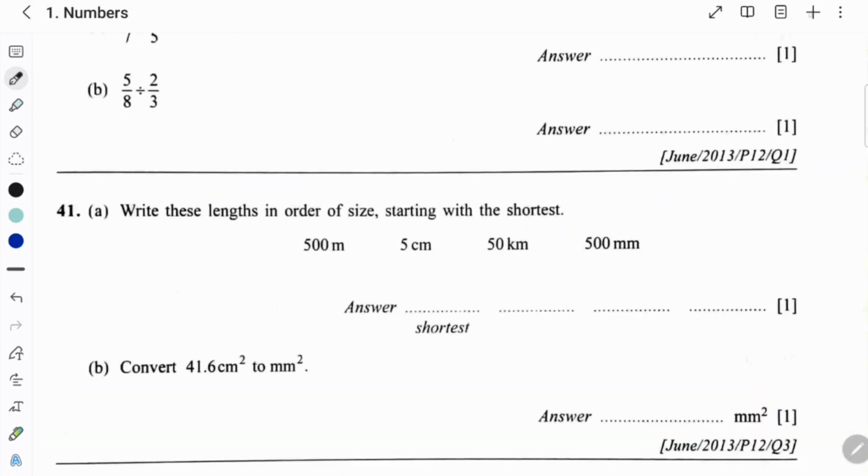We are going to the next question. The next question is also just 1 mark. Write these lengths in order of size starting with the shortest. So smallest value, ascending order they are asking you. Meter, centimeter, kilometer, millimeters. Alright, the numbers are like this. I can change into centimeters or in millimeters also.